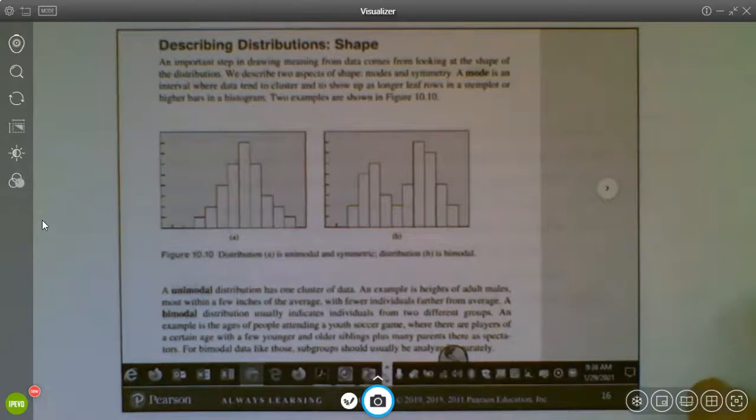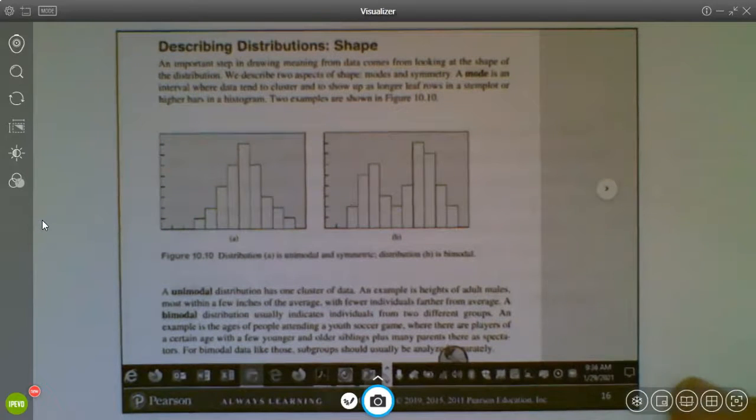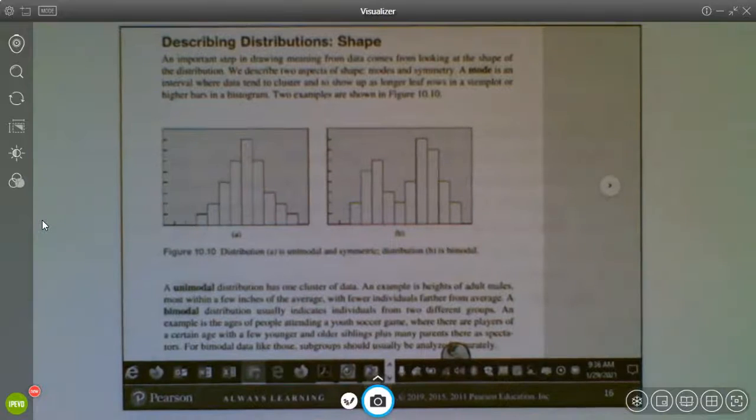One has to do with how many modes you see. A mode is, think of the word most: what do we have the most of? With these, they try to describe them by how many clusters they have. So they would call this unimodal. It's right down here, because there's one big cluster where the data is obviously centered around this area right here.